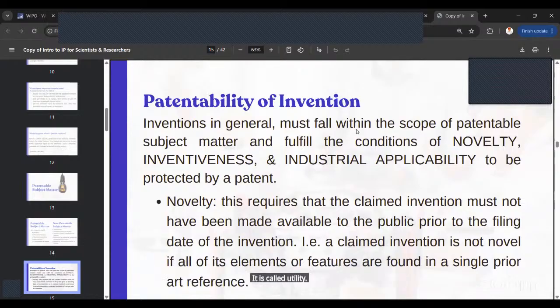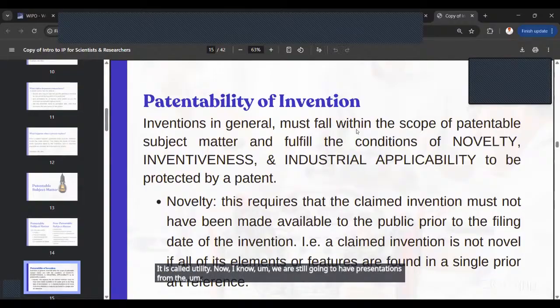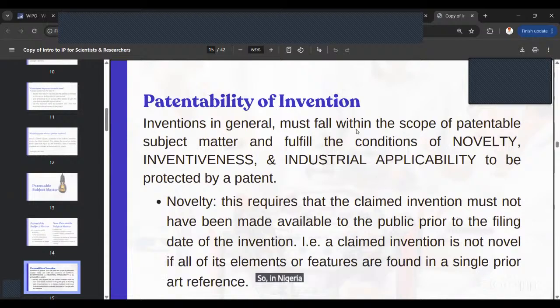Now, I know we are still going to have presentations from the participants, and I've gone through the material where they use utility as industrial applicability. Depending on your jurisdiction, you should try to use the language they use in that jurisdiction. In Nigeria, we call it industrial applicability, and in some countries as well. I think it's the US that uses utility. So you want to be very careful when using technicalities and names.